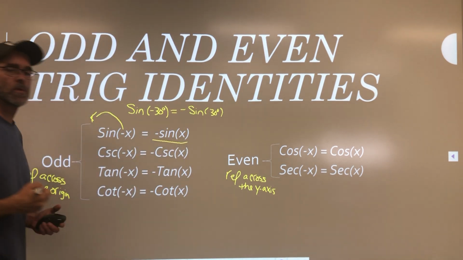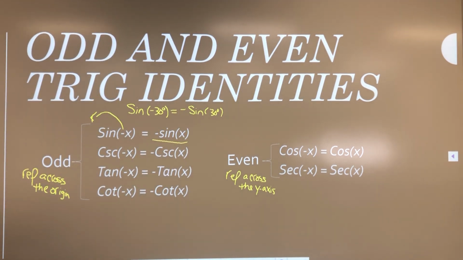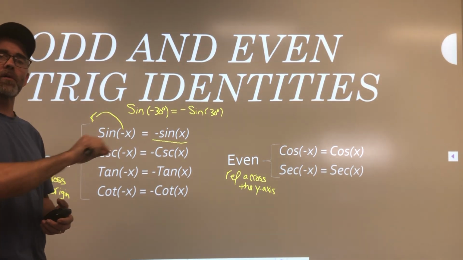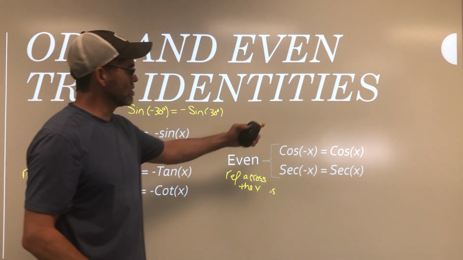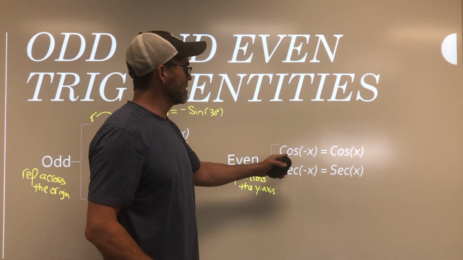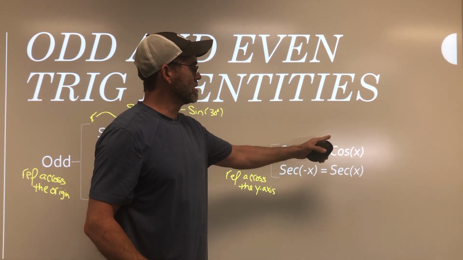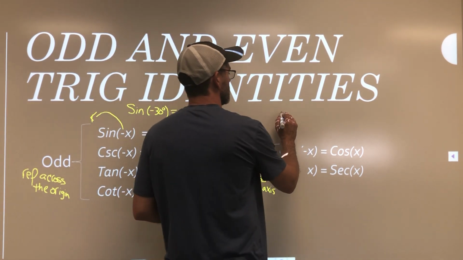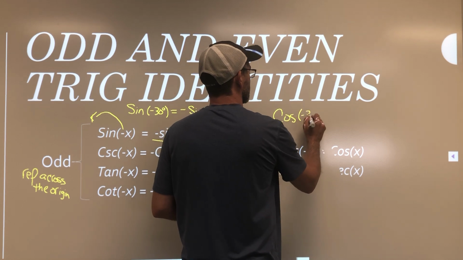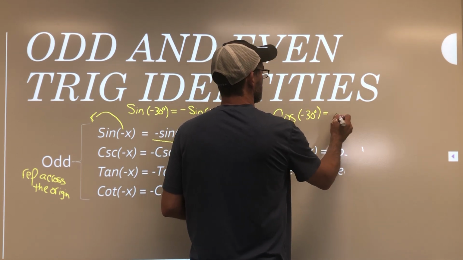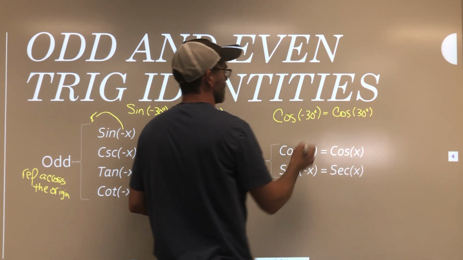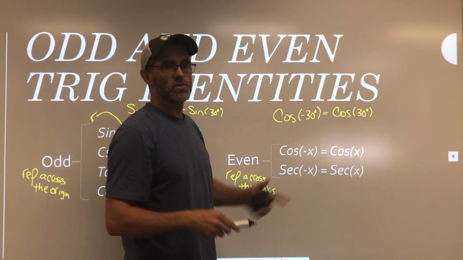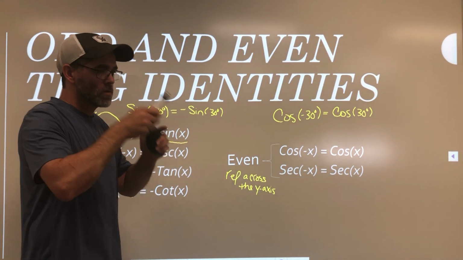Again, you can prove that. It's true. It works. So for all odd functions, the negative can simply be brought out front, and it would be an equivalent expression. What the even says is, just notice what happens with the even. The even says that the negative simply is disregarded. So basically it was saying over here that the cosine of negative 30 would equal the cosine of 30.